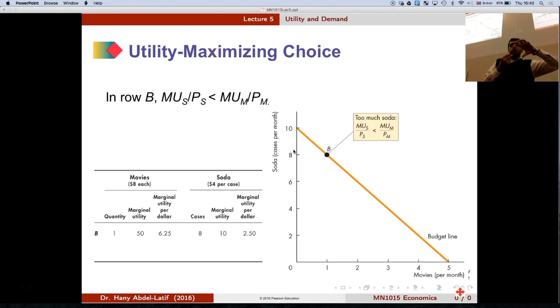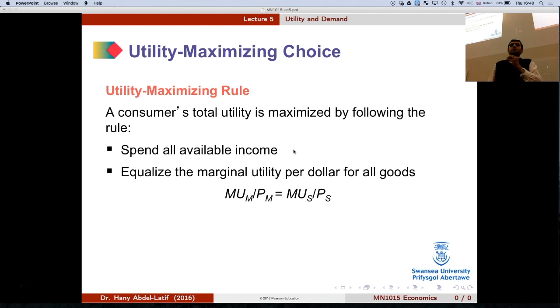So given the resources they have, which in this example is her income, the $40, and the prices of soda and movies, we're looking at this point. So let's look at point B. At point B, the marginal utility is 50. That's from the other table. We know that. What about the marginal utility per dollar? 6.25. Where does this come from? How did you get this number? Can anyone tell me? That's the marginal utility per dollar. Let me go back. What's the marginal utility per dollar?